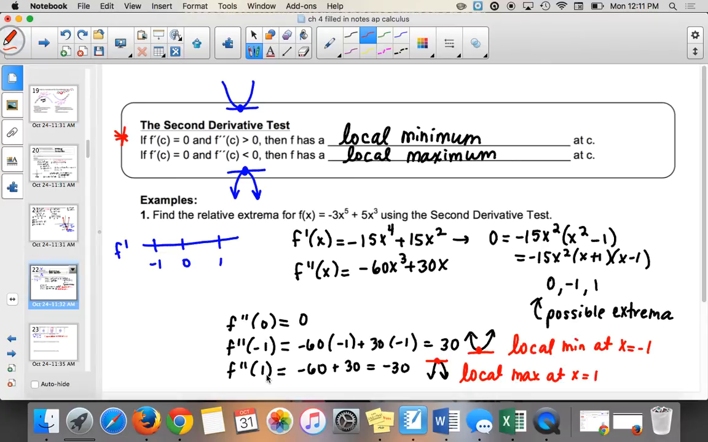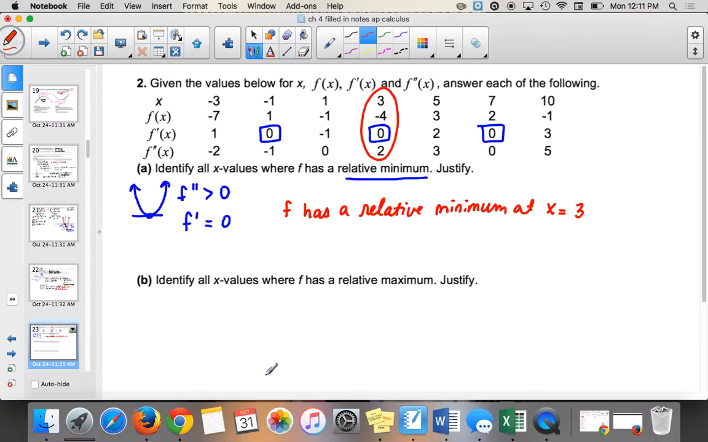Okay, so that's what we did here. So we found the possibilities. We said, okay, F prime is equal to 0 at -1, at 3, and 7, right? 0, 0, and 0. And then we looked to see where it was concave up or concave down. Okay? All right, at x equals 3.